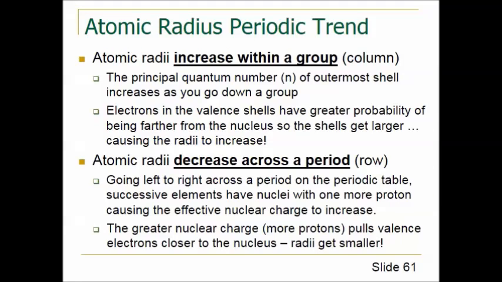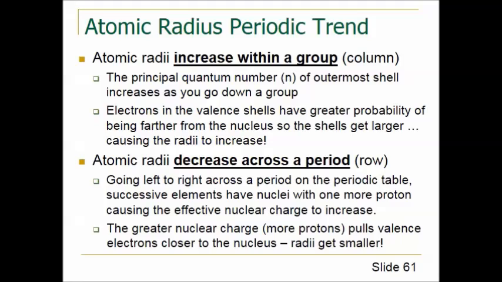Hopefully you agreed with this basic statement. So within a group, the atomic radii get larger. They increase. And when you go across a period from left to right, the atomic radii decrease. They get smaller. Okay? Now what you need to know, in addition to describing the actual trend, is an understanding of why that happens.